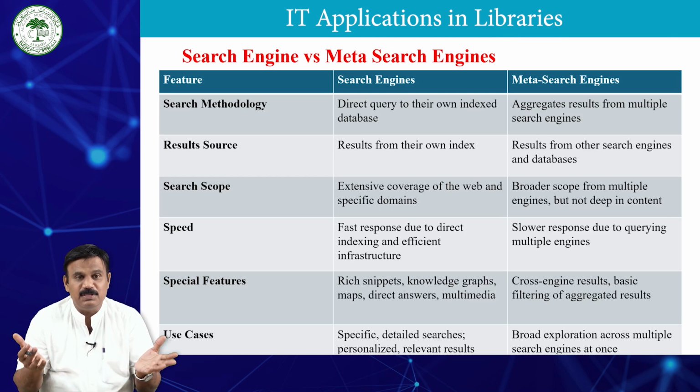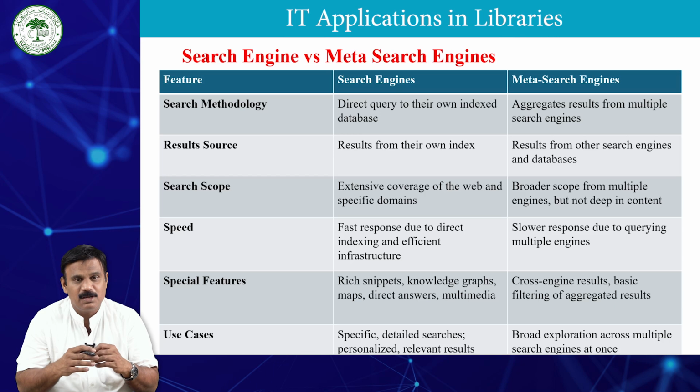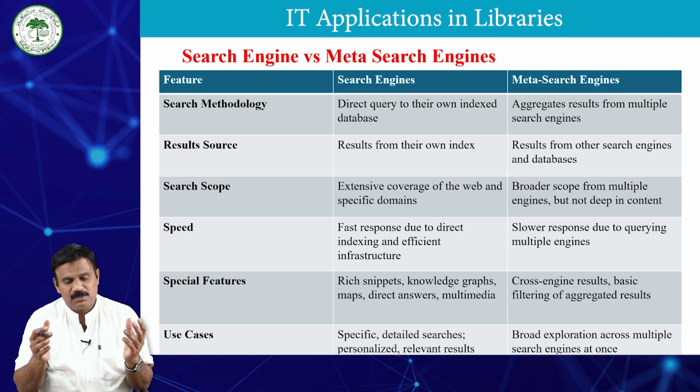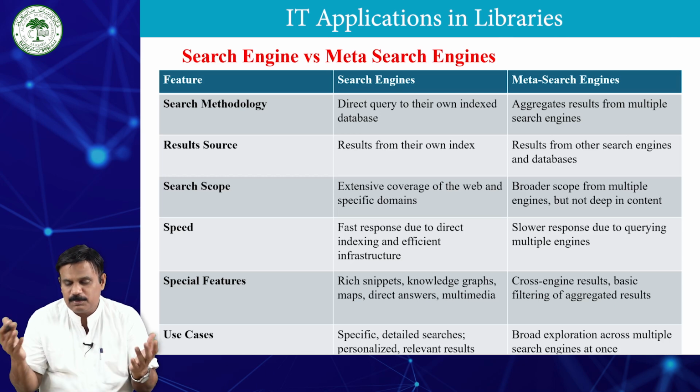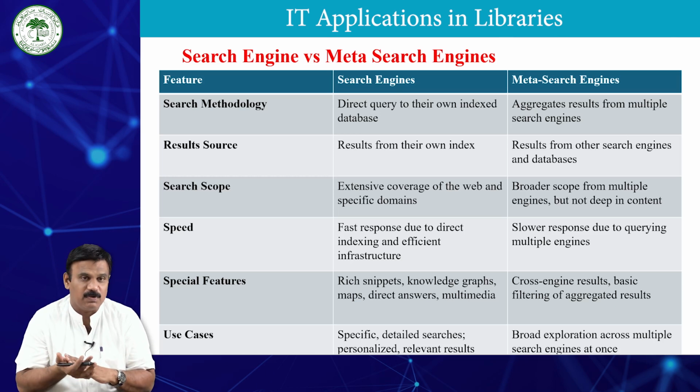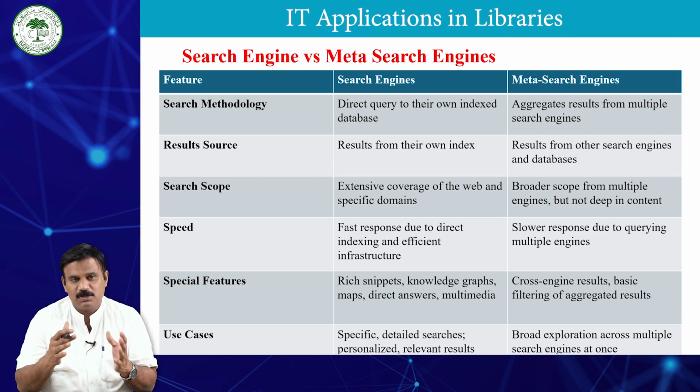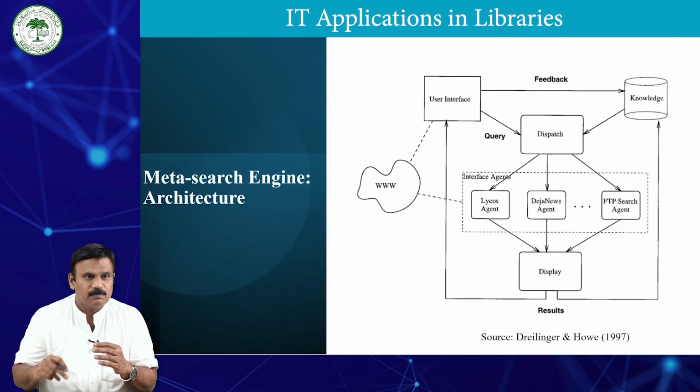And other special features like rich snippets, knowledge graphs, maps, direct answers, and multimedia search in search engines. And in meta search engines, we have cross-engine results and basic filtering of aggregated results. And use cases: specific detailed searches and personalized, relevant results are provided by search engines, and broad exploration across multiple search engines at once is the meta search engine. So here you will find how a search engine is different from a meta search engine.